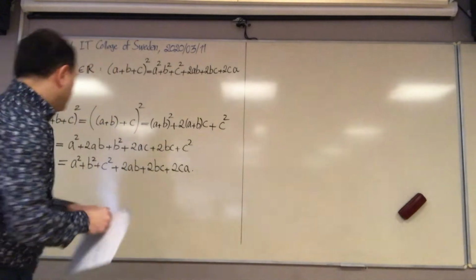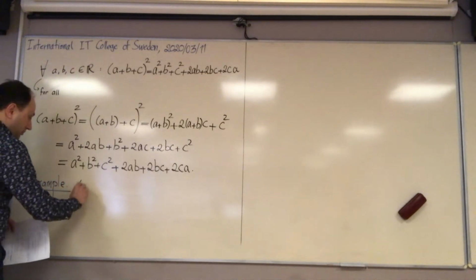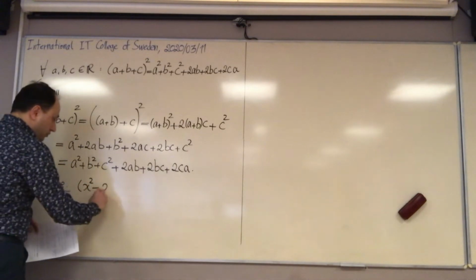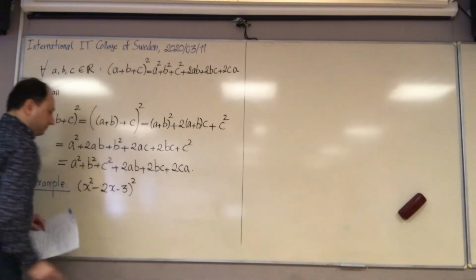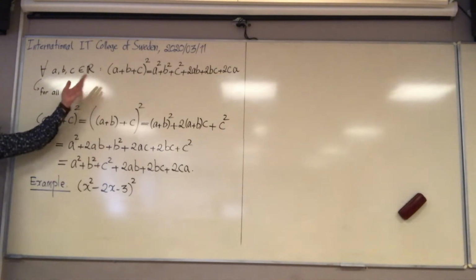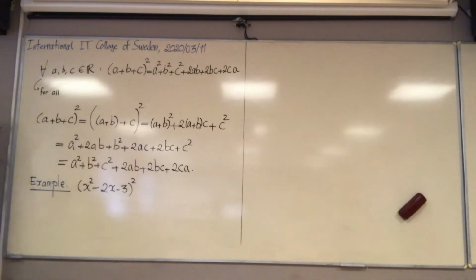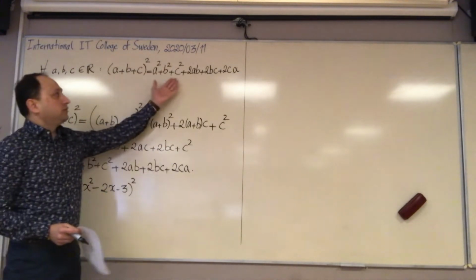Okay, example. Now I want you to use this identity. So the identity is this. So the example is this. We want to expand, for example, x squared minus 2x minus 3 squared. Okay, can this identity be helpful here? Yes, because I have 3 terms added together and I want to square them, yes? So in principle, this is helpful if I want to use them.